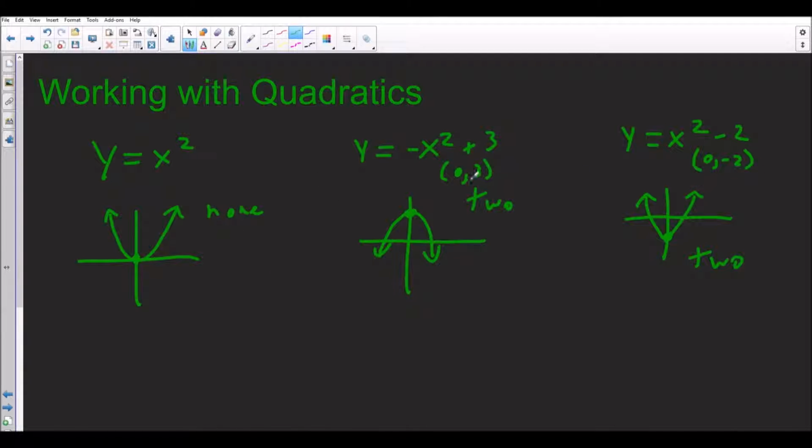So you could do this for any formula at all, and you could just figure out, really quickly with a little sketch, how many x-intercepts you're going to have.